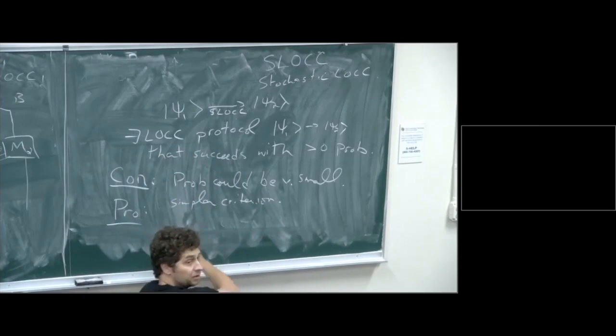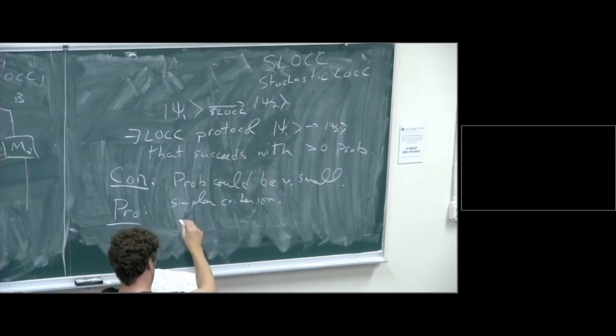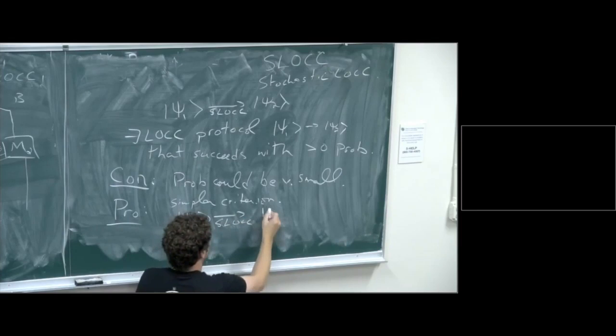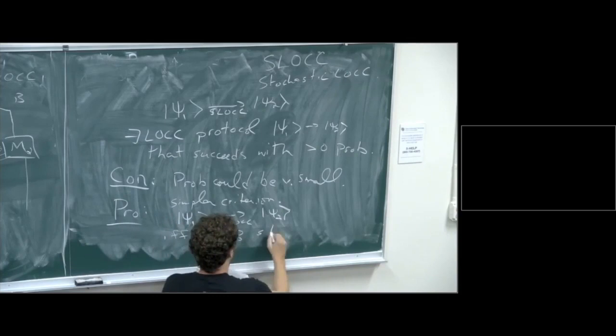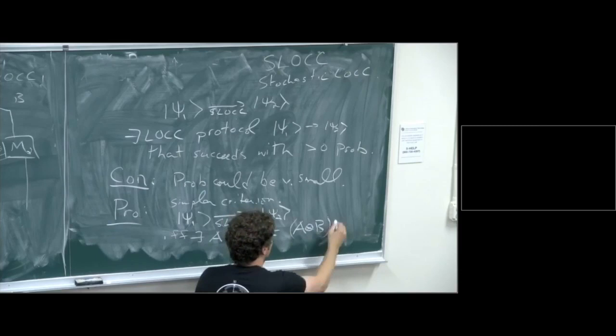Can you see the bottom here or not? Okay. Psi 1 can be converted under SLOCC to psi 2 exactly when there exist matrices A and B such that A tensor B acting on psi 1 equals psi 2.